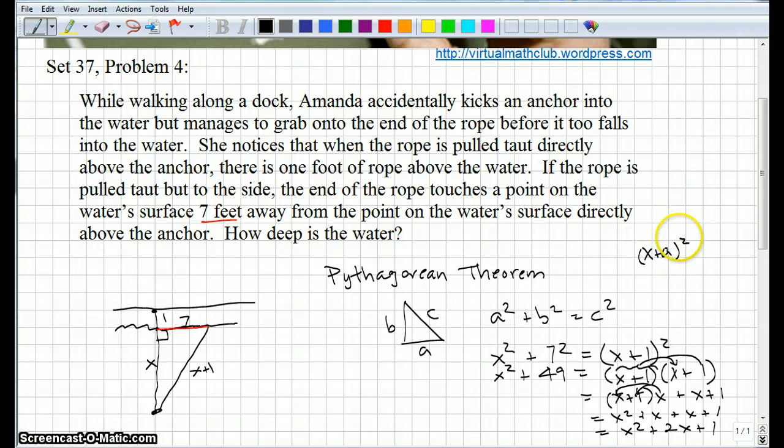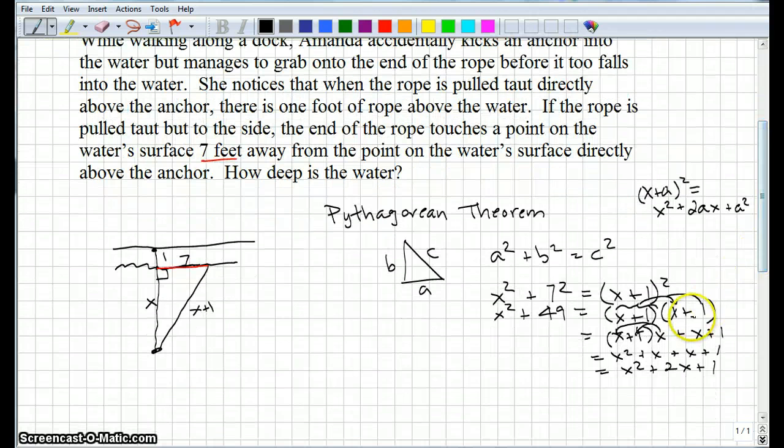Now after a while you'll recognize that if you have x plus a squared, once you do these things for a while, this one has a nice form, just x squared plus 2ax plus a squared. You use it enough and you're just going to remember that. But if you don't remember that, you can always work it out by using the distributive property. Alright, so we have x squared plus 49 is equal to x squared plus 2x plus 1.